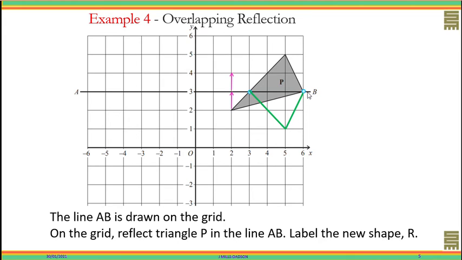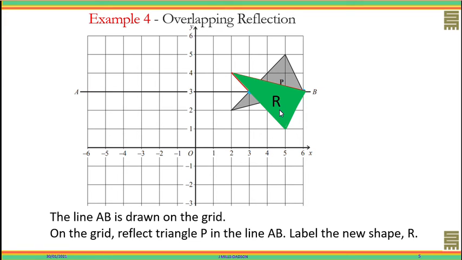So I'm going to use the 2 flashing points and this point to draw the triangle at the bottom, which is going to be the reflected one. Okay, so now I've done the reflection, which is the R.